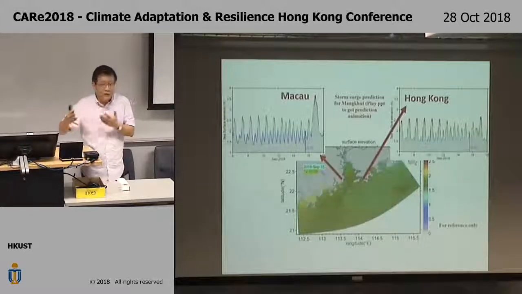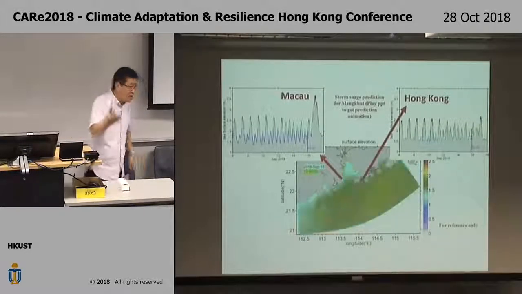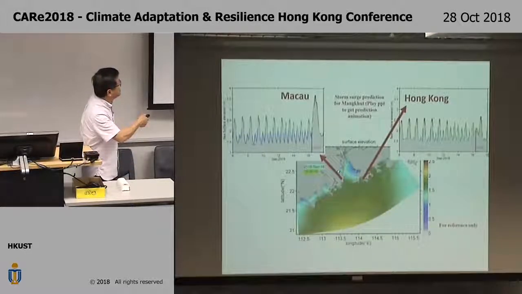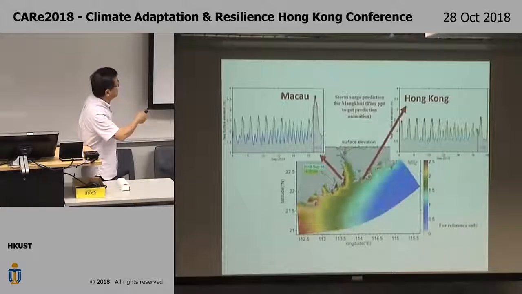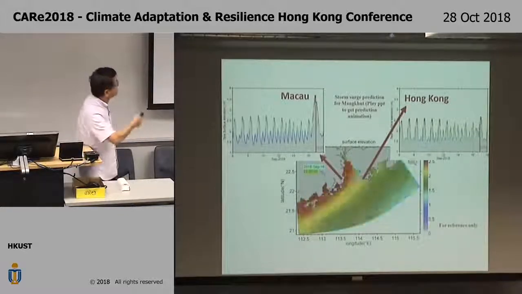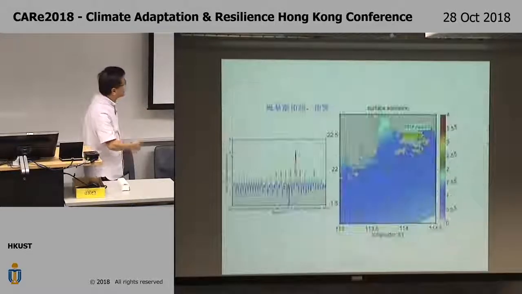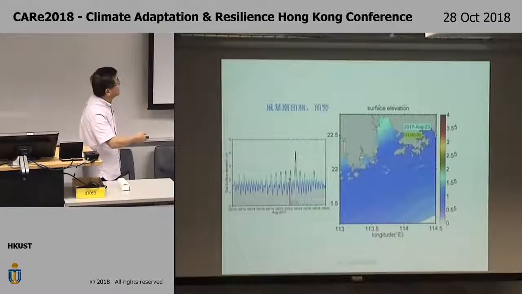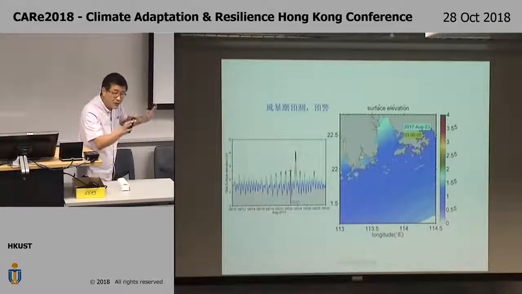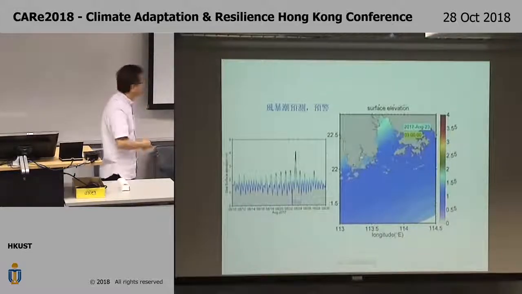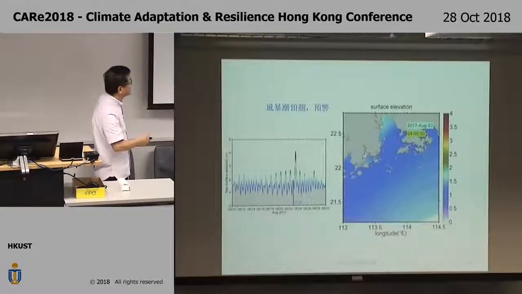Yesterday, many people talked about typhoons. This is a typhoon this year, just last month. Before that, I did the prediction of the water level, and this is in Hong Kong, and this is in Macau. So this is our prediction. Last year, I also did it for Macau. I didn't do a forecast, but I did a hindcast. That means after the event, I do the calculation with our model. So this is what happened.